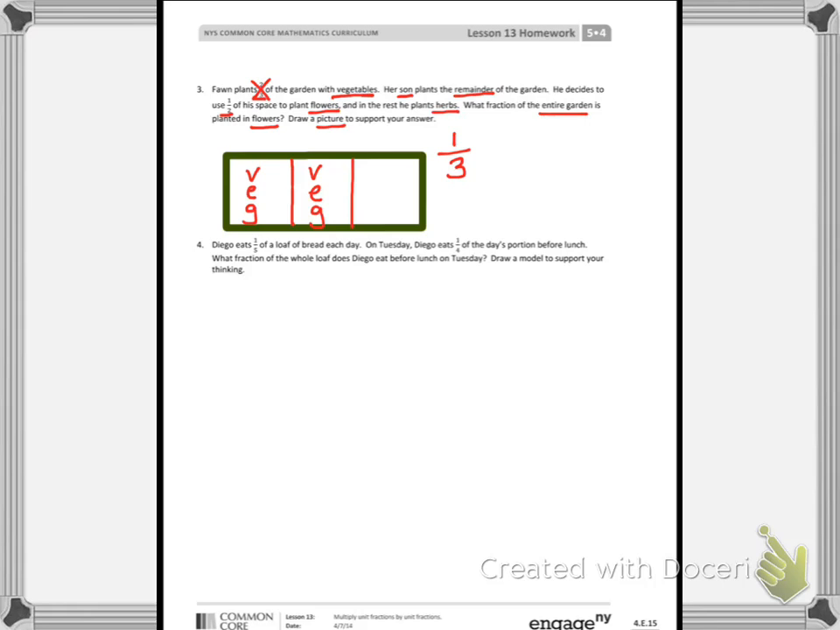And then of that 1/3 that he's using right now, so I'm going to go ahead and shade in the son. This is what he's using. He's going to use half of that, so I'm going to cut this in half. And he's using half of this. It's one little space he has, and he's using that to plant flowers. So he's taking 1/3 and he's only using half of the space.